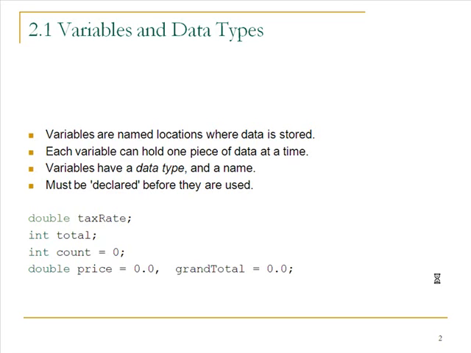they must be declared before they're used. So here are some examples of variable declarations in Java. For example, double is the data type and the variable is taxRate. And here's an integer variable called total and another one called count, which is initialized to 0. There's one called price that's initialized to 0.0, and grandTotal, which is initialized to 0.